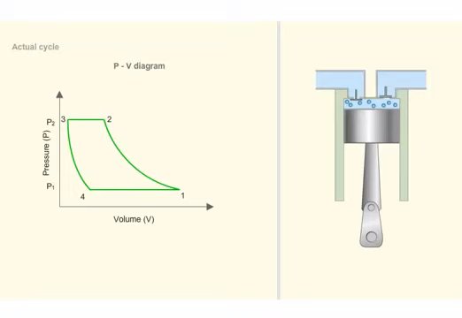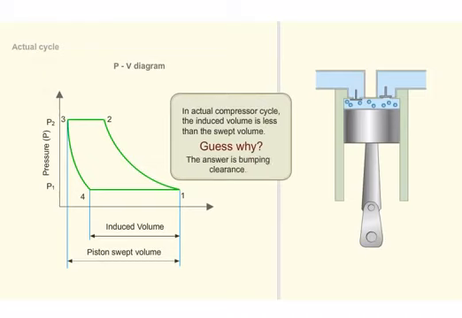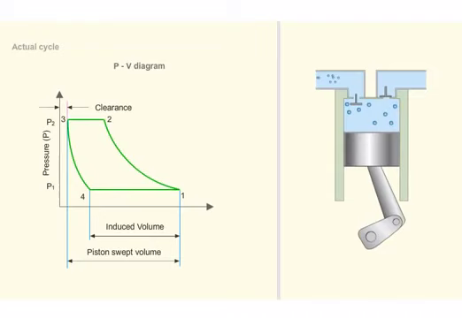In practice, the volumetric efficiency of a compressor is less than 100% because the induced volume is less than the swept volume. Can you guess why? The compressor has a clearance between the piston and cylinder head known as the bumping clearance. The clearance volume is filled with compressed air at this stage. As the piston moves down for induction, the pressurized air remaining in the clearance volume expands.